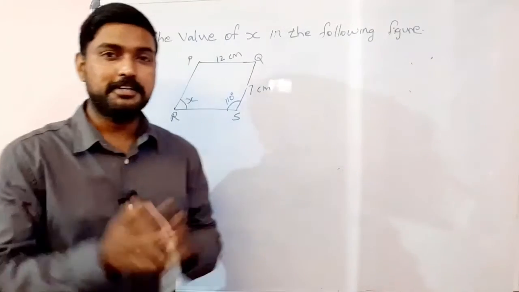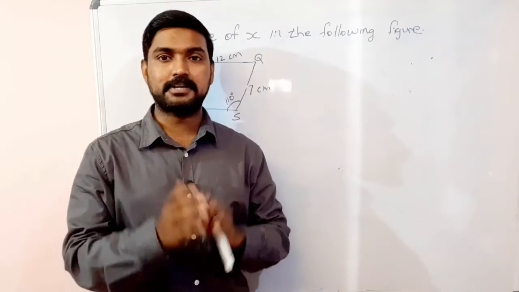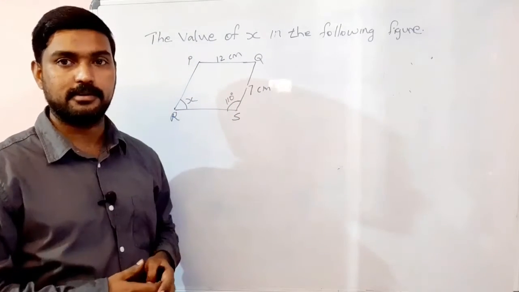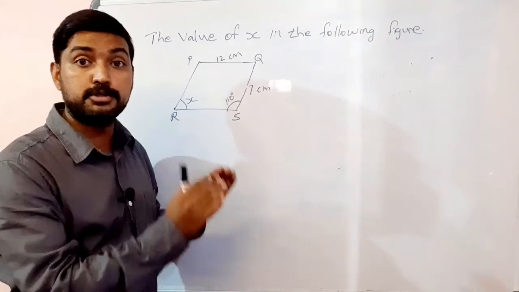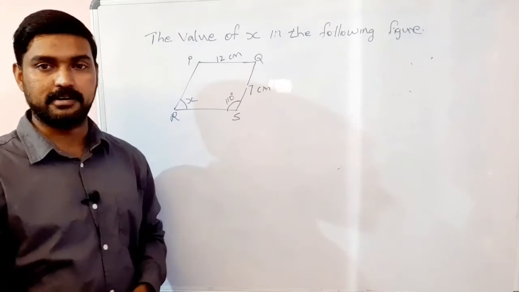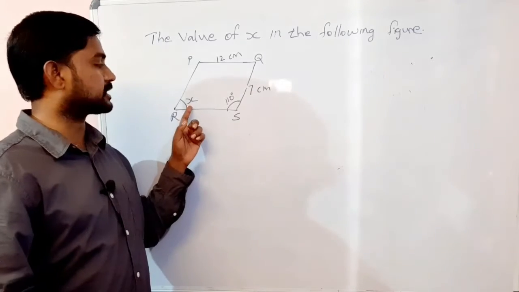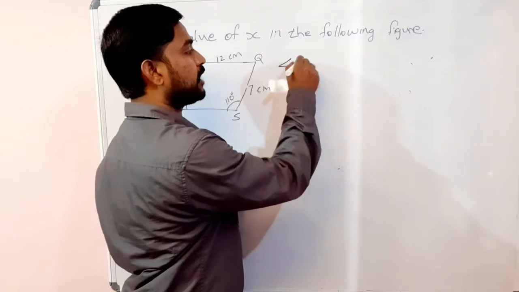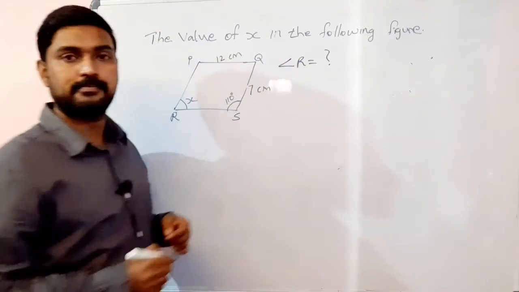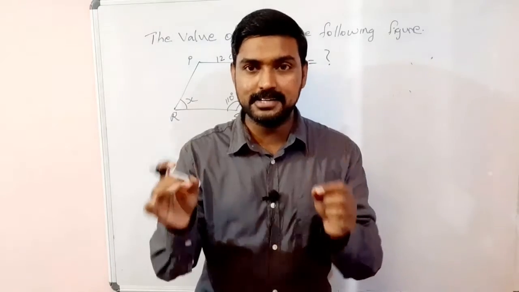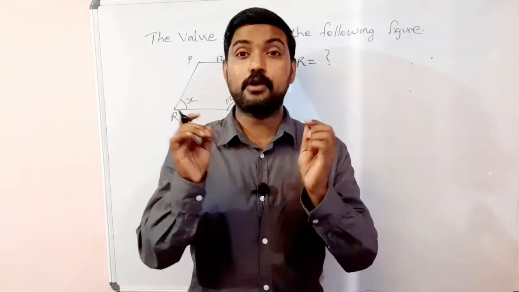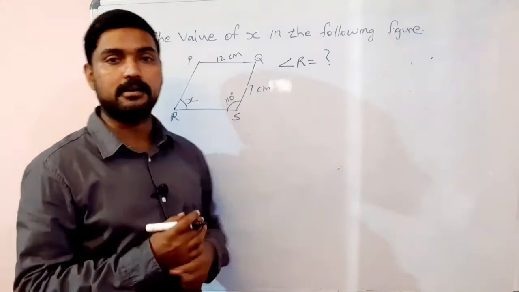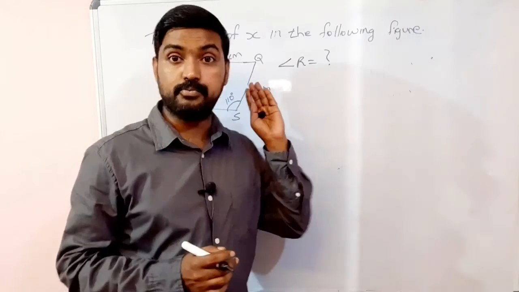Now we are going to enter a very important question we can expect in our examination. The question is: find the value of x from this figure. By observing this figure, we have to understand what type of figure it is and where x is mentioned. X is given to this angle R. So actually we have to find the value of angle R, that is x.